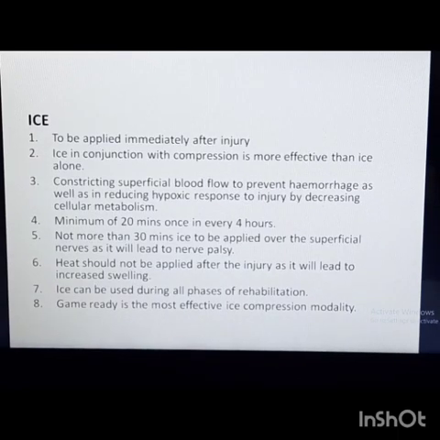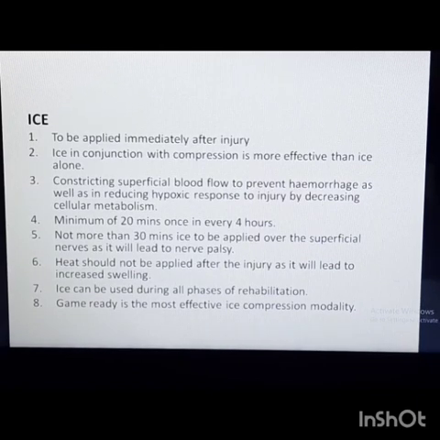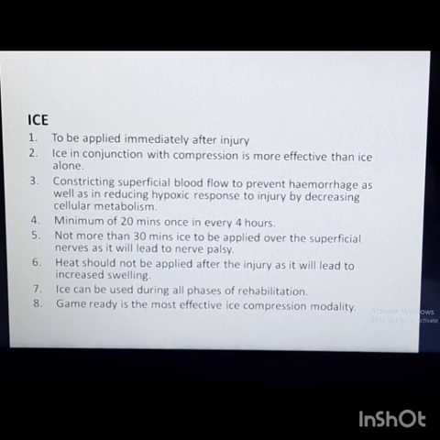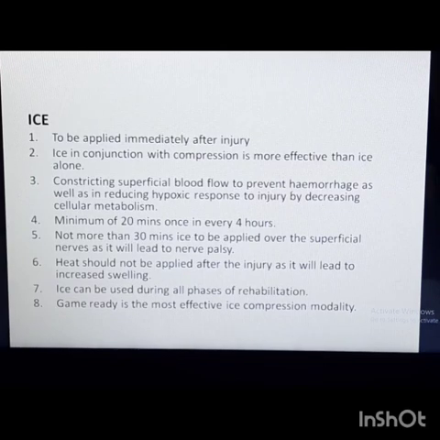Icing. Now this is something where I used to get most of the questions from the players. When to apply ice, how to apply ice, and how long you need to apply ice. The players will be asking you all these questions. Now I'll be giving the answer. Application of ice should be started immediately after the injury.